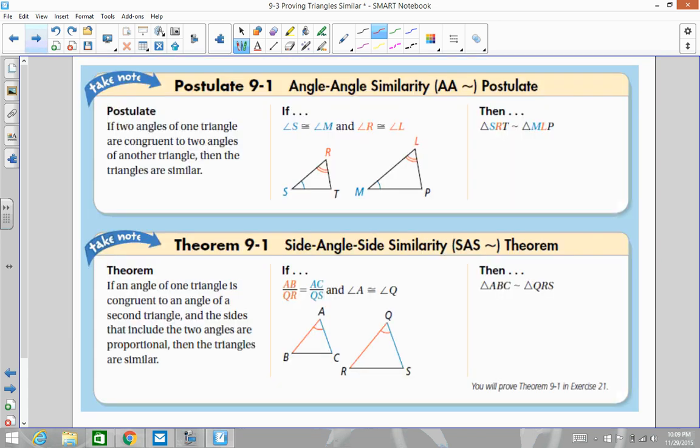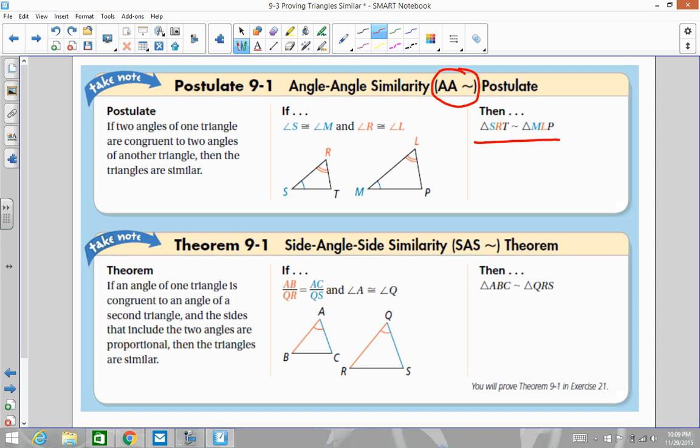All right. So, first, postulate 9-9 is the angle-angle similarity. Make sure you use this symbol here, angle-angle similarity. It says if you have two angles in one triangle congruent to two angles on another triangle, the two triangles are similar. They're not congruent, they're similar.